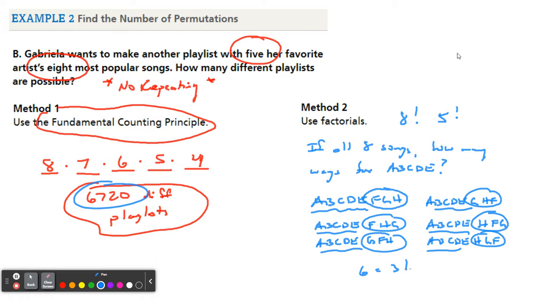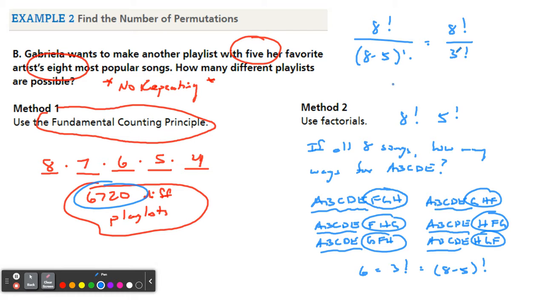6 is 3 factorial, and 3 factorial is 8 minus 5 factorial. We need to take all these out because all of these are exactly the same choice if we're choosing only 5 songs. So here's how you build the formula for a permutation. You're going to take your 8 factorial, but then you're going to divide it by your 8 minus 5 factorial, which is your 3 factorial. So you're going to do 8 factorial divided by 3 factorial.